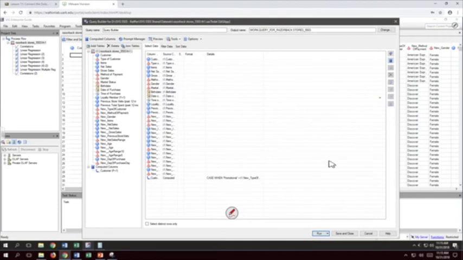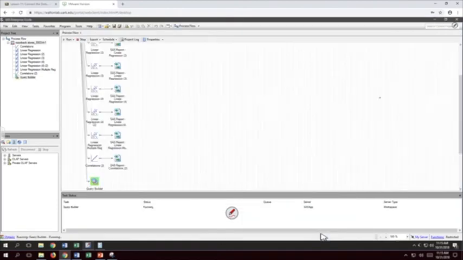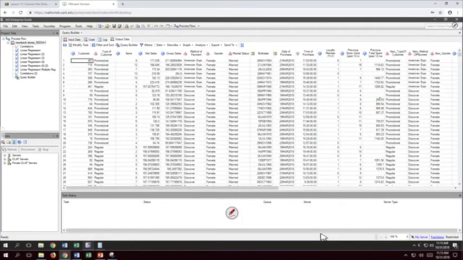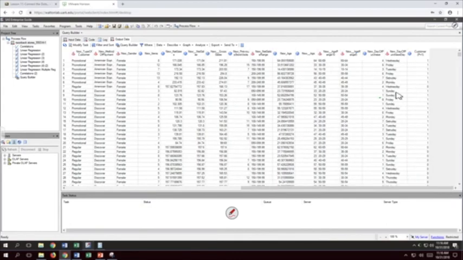I'm going to close this. I'm going to run it. In 5 minutes or less, I'm going to show you what happens. So if we scroll all the way to the right, we have our customer, where P equals 1, so 1's our promotional customer.